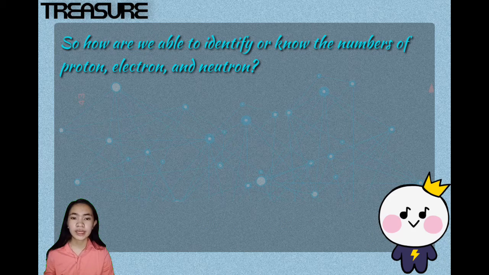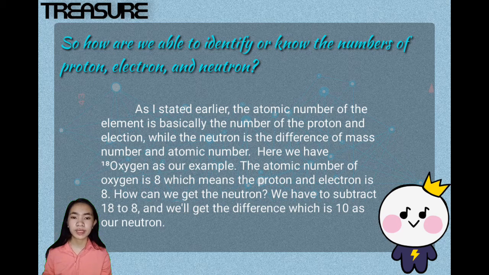So how are we able to identify or know the numbers of protons, electrons, and neutrons? As I stated earlier, the atomic number of an element is basically the number of protons and electrons, while the neutron number is the difference of the mass number and the atomic number. Here we have oxygen-18 as our example. The atomic number of oxygen is 8, which means the protons and electrons are 8. How can we get the neutrons? We have to subtract 8 from 18 and we'll get the neutrons, which is 10.